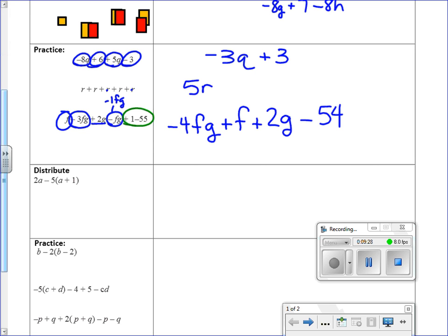The first thing I need to do is distribute. So I'm going to rewrite the problem over here. 2a minus 5 times the quantity a plus 1. Before we can simplify, though, we have to distribute. So I'm going to say 5 times a and 5 times 1. So I end up with 2a minus 5a plus 5. Don't forget to distribute that 5 to the 1. And I'll be honest with you, I just messed up. Let me show you why.